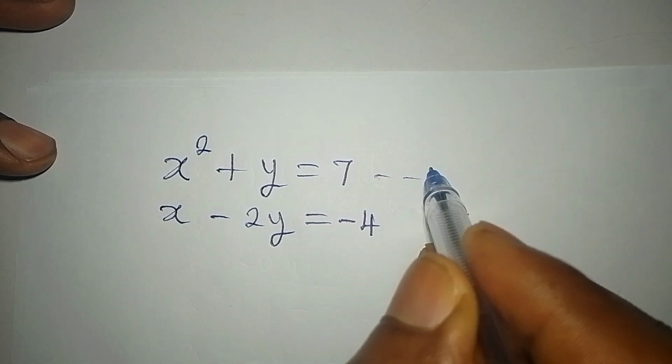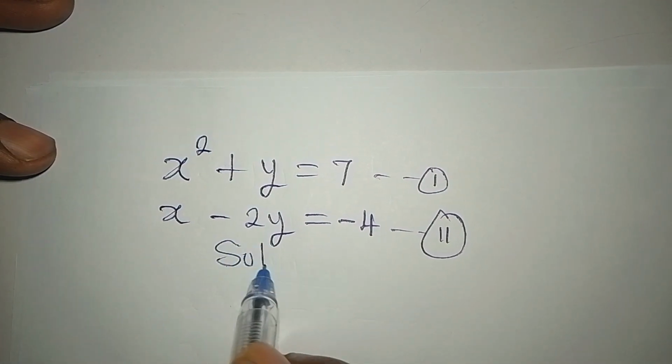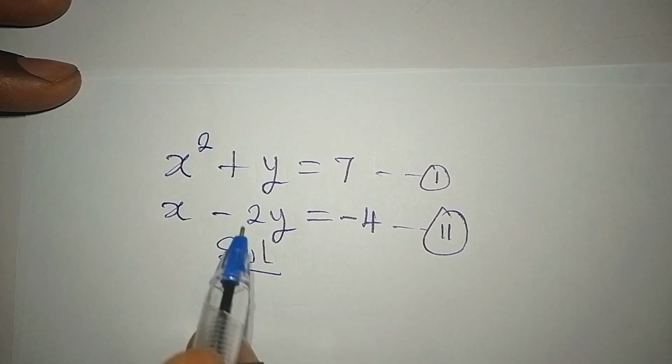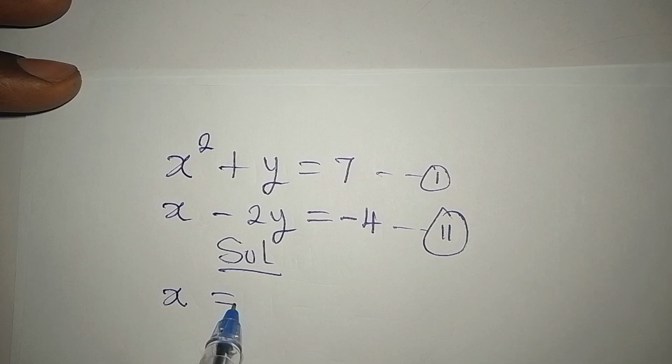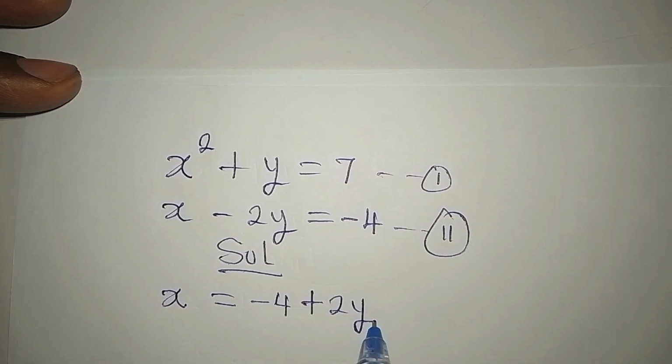This is equation 1. This is equation 2. We are to solve this simultaneously. In equation 2, we can make x the subject. So x becomes minus 4 plus 2y.